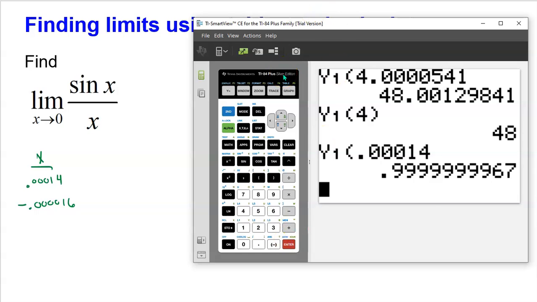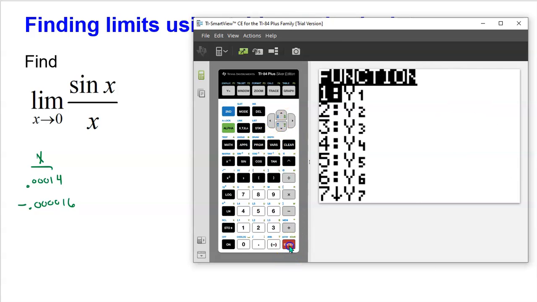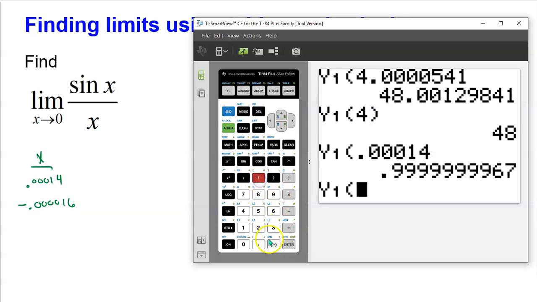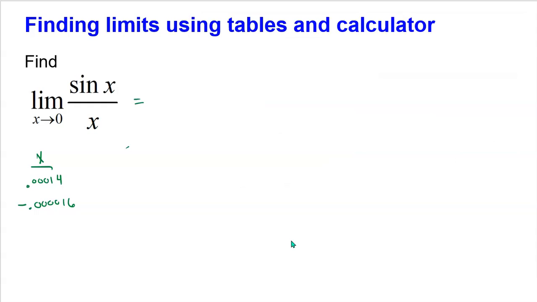But again, we got to check both sides. You always got to check both sides. You can't just check one side. So let's go back to the function here, y1, grab it again, and we'll go negative 0.00016. This would be coming from the left-hand side. And, oh, I just got 1 at that point. So it's pretty safe to say that both sides are coming together at 1.